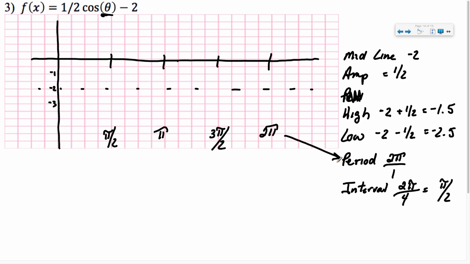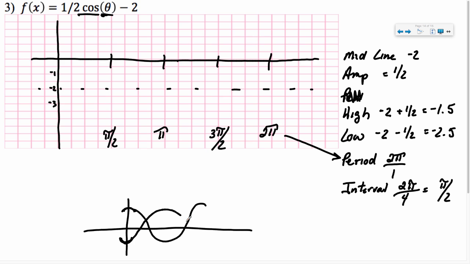So let's see. Aha, cosine. Now, remember the cosine graph. It starts at the top of the mountain and does one of these deals. If it's negative, it starts at the bottom of the valley and then does that. So the cosine graph starts at the maximum value on the y-axis. So that's up here. Our max is negative 1.5. So right about here, that's our starting point.